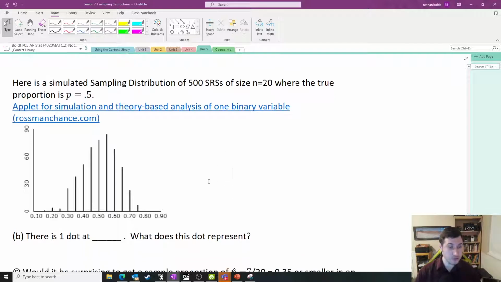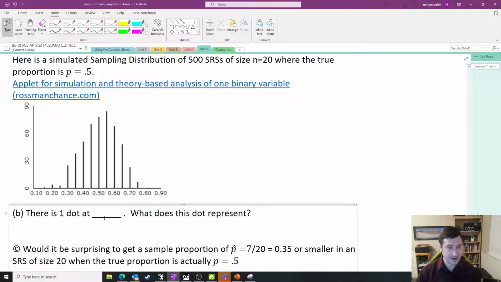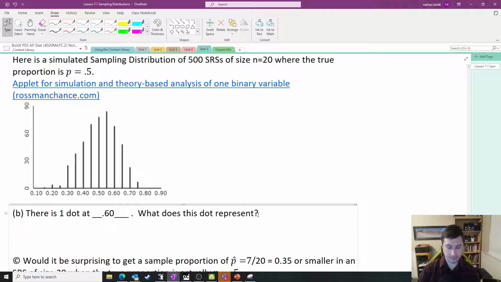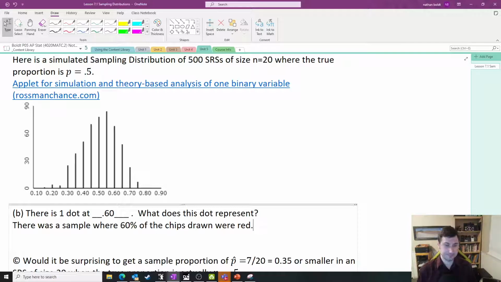All right, so questions I want you to be able to answer. Let's just pick one. There's a dot at 0.6, right? There's lots of dots at 0.6. There is one dot at 0.6. What does this dot represent? That means there was a sample where, what does the 0.6 mean? 60% of the chips drawn were red. All right, that's my context, right? I'm drawing red chips. The proportion is the proportion of red chips.